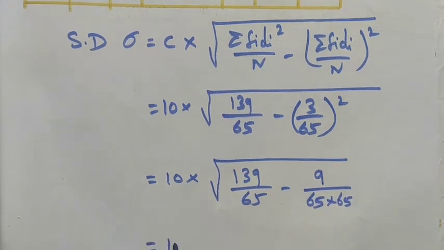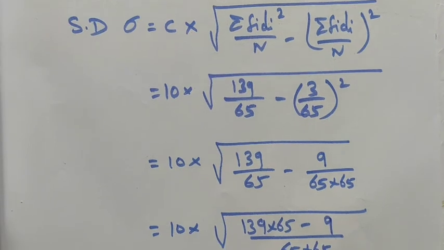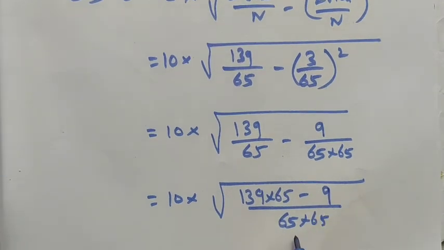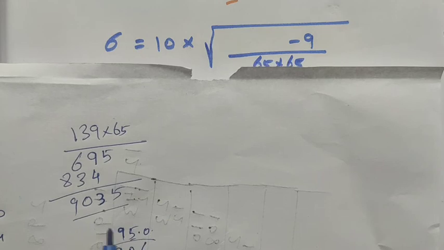Now taking the LCM for this, 10 into root of, taking the LCM as 65 into 65, means 65 is multiplied with each and every term. So here the 65 is cancelled, so we get 139 into 65 minus, here 65 into 65 is cancelled, so we get 9. So 139 into 65 minus 9, divided by 65 into 65. Now we want to multiply this. When we multiply 139 into 65, we get 9035.